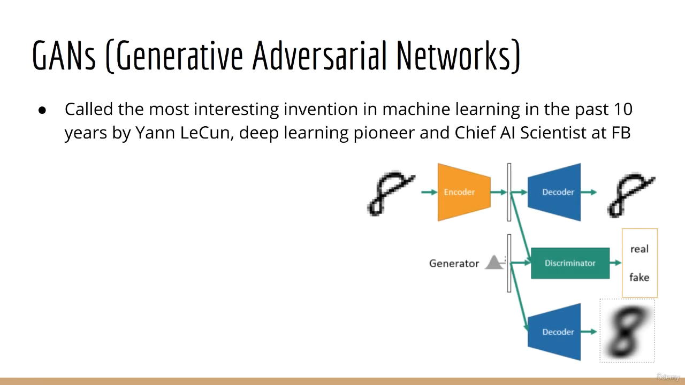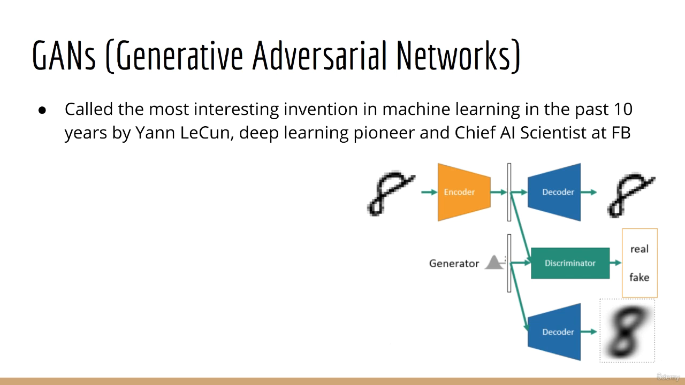Next we have GANs, or Generative Adversarial Networks. This was named as the most interesting invention in machine learning in the past 10 years by Yann LeCun, a deep learning pioneer who is now the chief AI scientist at Facebook. GANs are all about generating images using a system of two neural networks. One that generates the images, and one whose job it is to discriminate between real and fake images. Using this pair of neural networks, they both help each other improve. So the discriminator becomes better and better at recognizing fakes, while the generator becomes better and better at creating realistic images that cannot be differentiated from real ones.